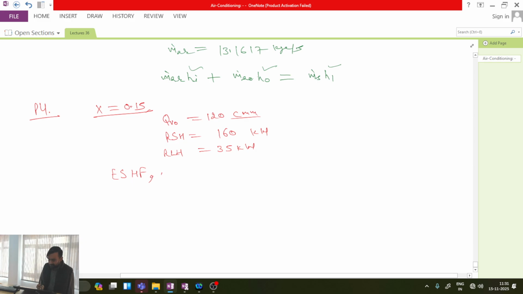Effective room sensible heat factor, apparatus dew point temperature ADP, supply air state on ESHF.